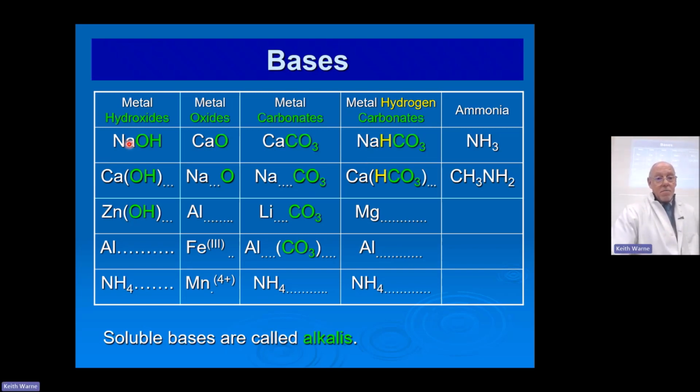Here are 5 of them. A base can be a metal hydroxide, which is the one on the left there. A metal hydroxide is a base. A metal oxide is also a base. Metal carbonate is a base. A metal hydrogen carbonate can work as a base, and ammonia is a base. Right? All of those can be bases.